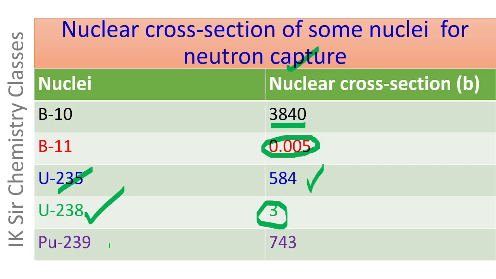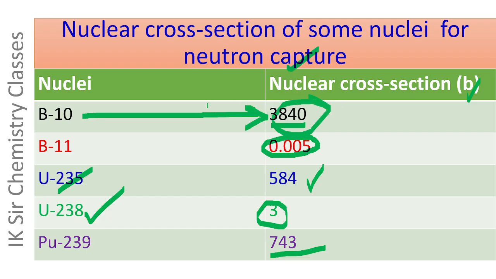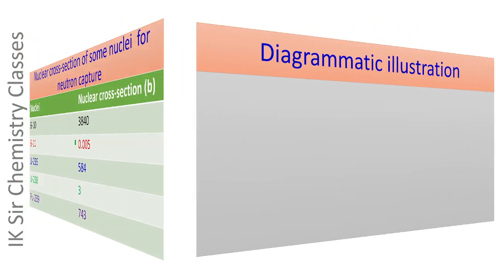Plutonium-239, which is also a fissile nucleus, has a high nuclear cross-section. It must be noted that the higher the value of nuclear cross-section in unit barn for capturing thermal neutrons, the higher will be its ability to absorb neutrons. This is why the B10 isotope of boron has very high ability to capture neutrons. And it can be represented diagrammatically as follows.